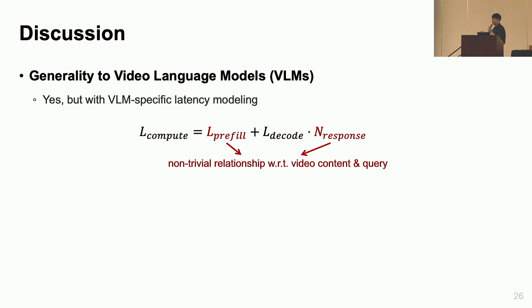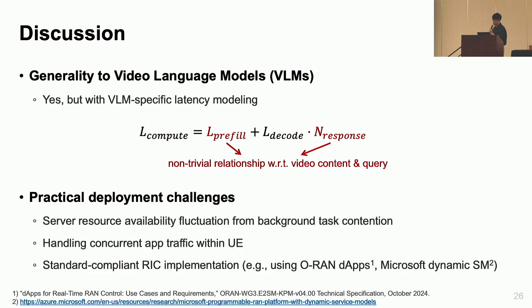For a simple example, if you put a scene description query to the video language model, the output response length will be proportional to the scene complexity and increased inference latency. But actually, the specific relationship may be more complex and non-trivial than the linear relationship with traditional CNN workload and would require a more sophisticated latency modeling.